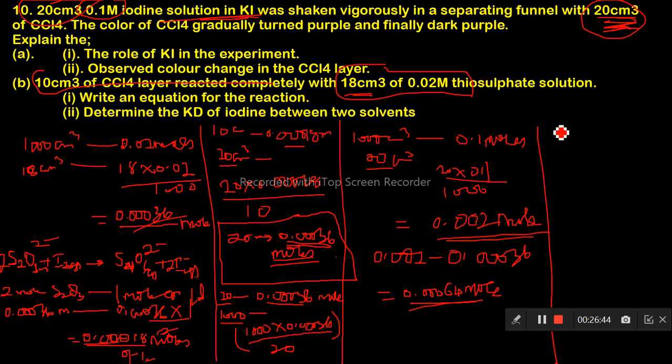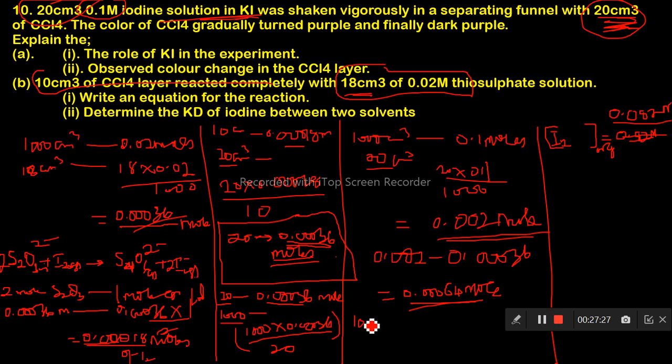So the concentration of iodine, it's raining here, I cannot hear. It is 0.082. Yes, 0.082 molar. So this is the concentration of iodine in the organic layer. Now, how about this?